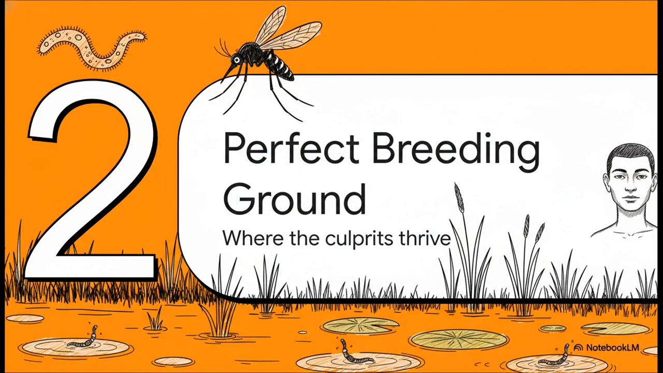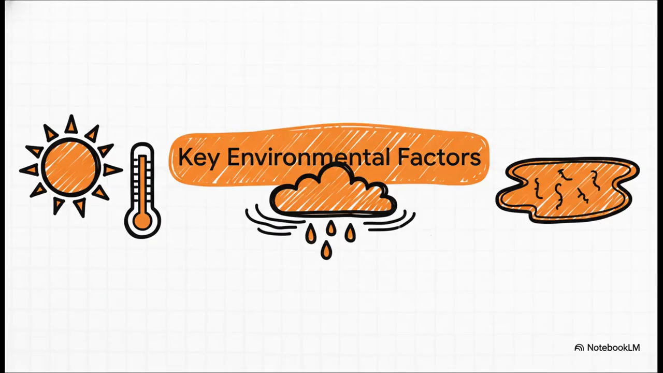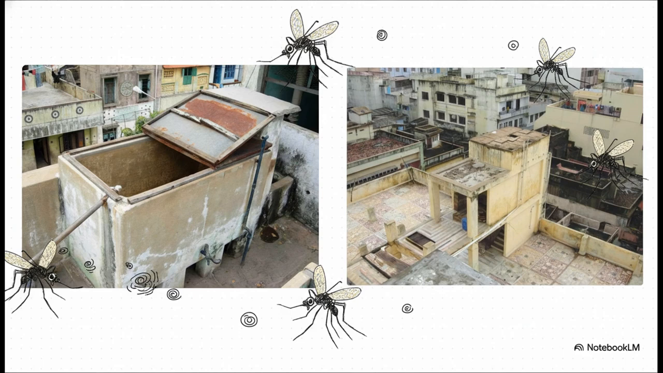Okay, so we've identified our 3 culprits. But every criminal enterprise needs a headquarters, right? A hideout where they can thrive. So now let's investigate the crime scene itself, the perfect breeding ground for malaria. So what makes the perfect hideout for our mosquito vector? It really all boils down to climate. They love warm temperatures, they need high humidity in the air to survive long enough to pass on the parasite, and the real kicker? They need standing water. Any little puddle will do, because that's where they lay their eggs. It's the perfect nursery.